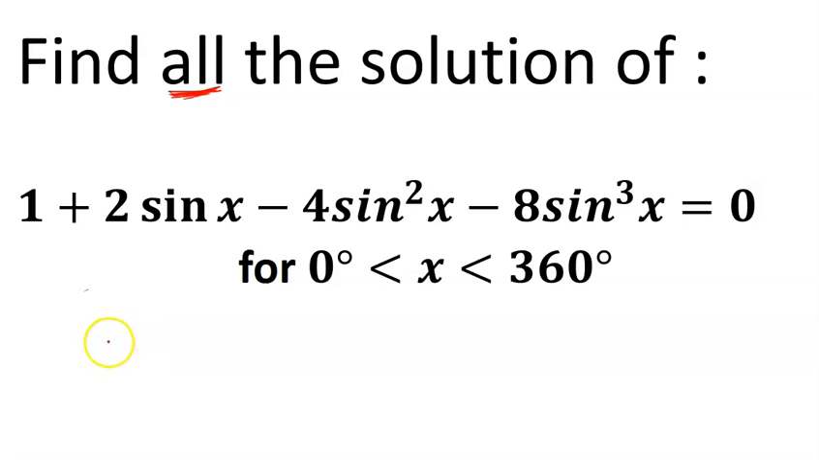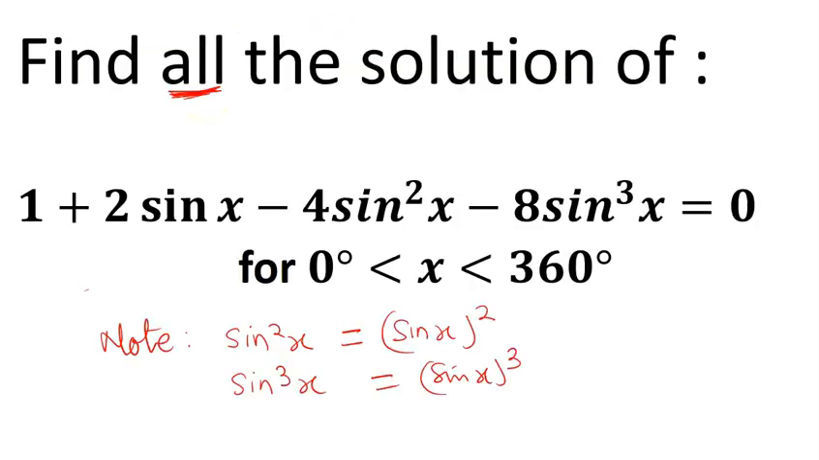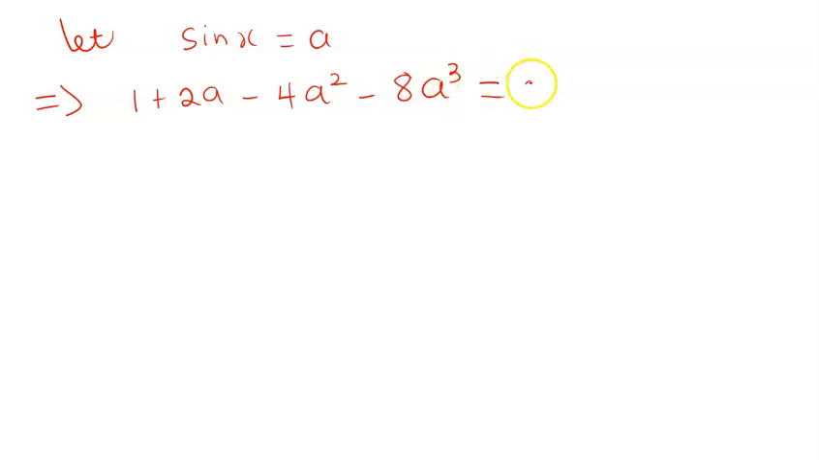Before we continue, note that sine squared x is the same as sine x all squared, and sine cubed x is also the same as sine x all cubed. If that is the case, then let sine x be equal to a, so wherever we see sine x, it is represented by a. So this implies that the equation becomes 1 plus 2a minus 4a squared minus 8a cubed is equal to 0. Okay, now we are solving this one.